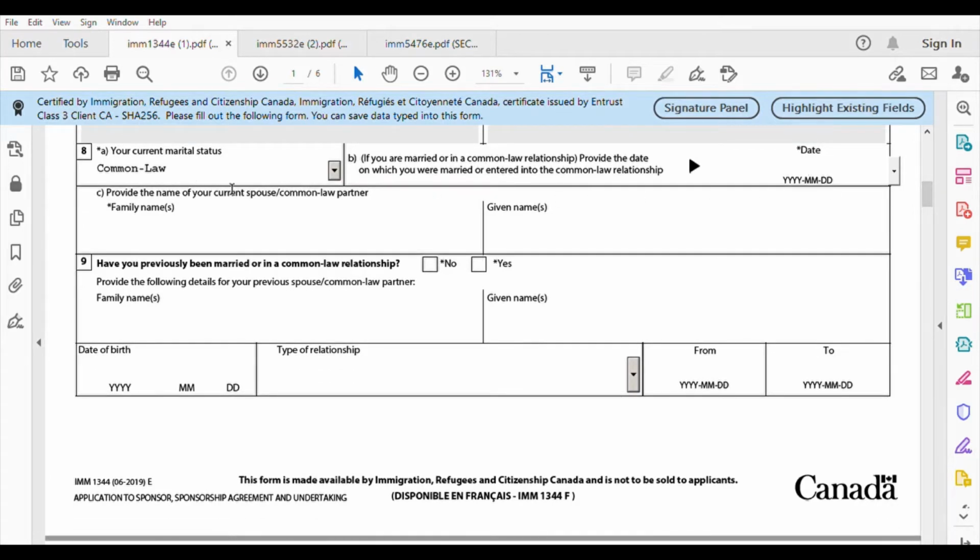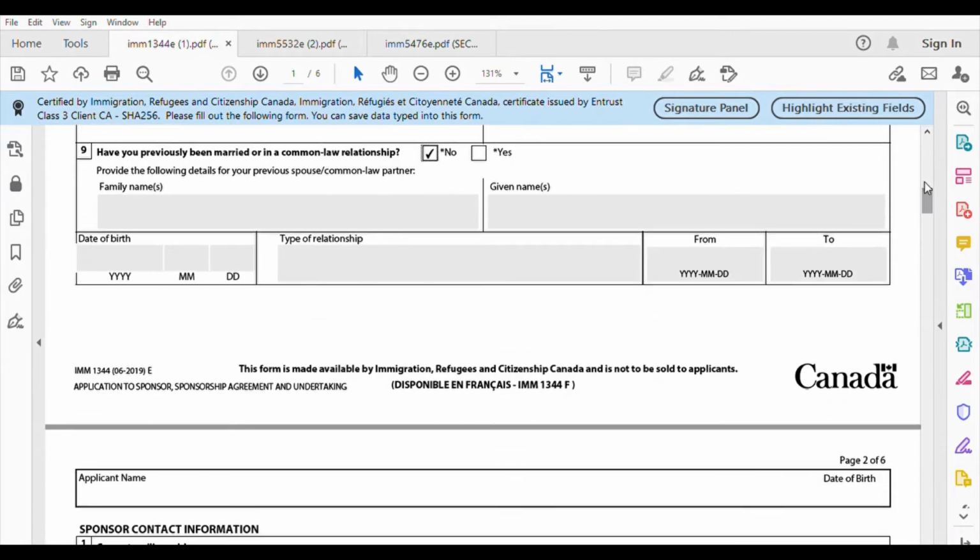Provide the name of your current spouse or common law partner: family name, given names. Have you previously been married or in a common law relationship? If you have been previously married or in a common law relationship, you say yes, and then you provide the details of your previous spouse or common law partner. If no, then no. As you see, there is also the date of birth of the previous spouse or common law partner, the type of relationship, whether it was marriage or partnership, and from which date to which date. But I choose no.